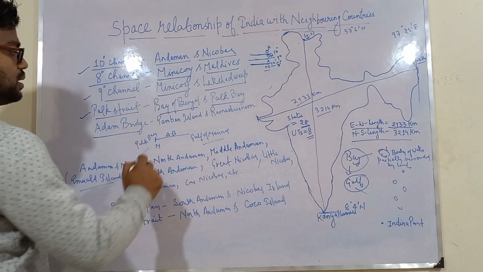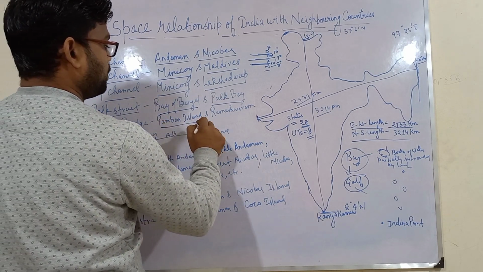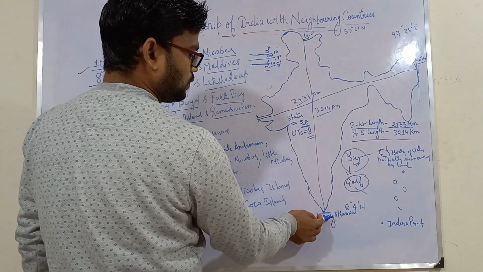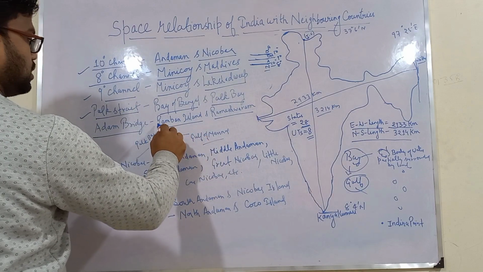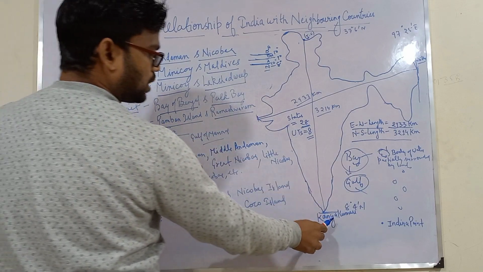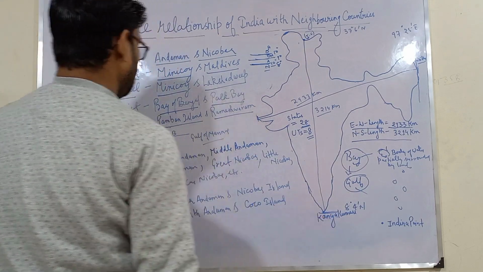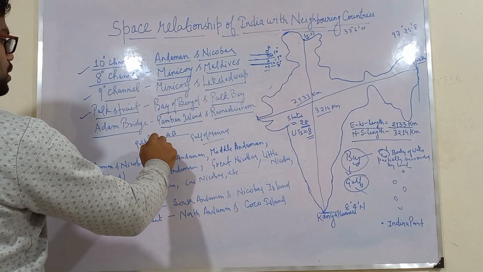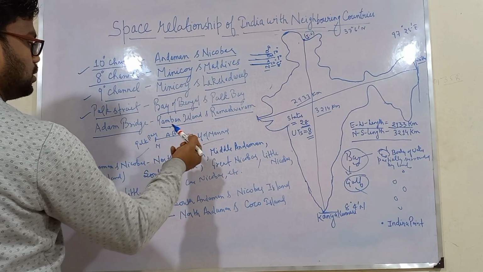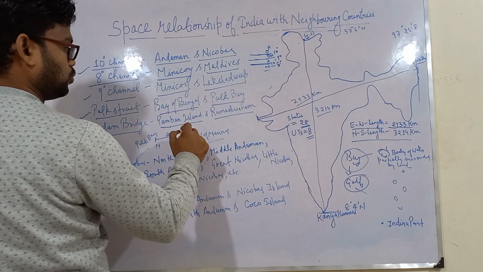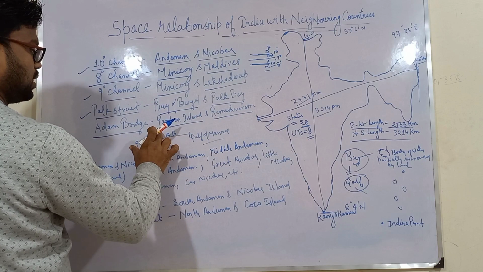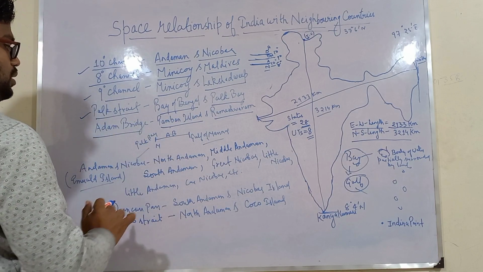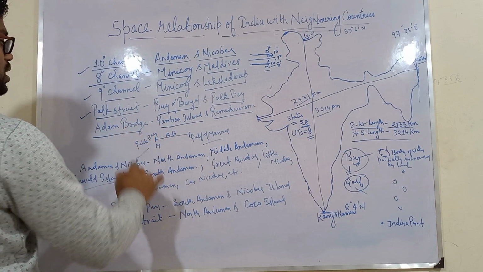Next we have Adam Bridge. It separates Pamban Island with Rameswaram. Rameswaram we know here, it is at the tip of India, and it separates it with the Pamban Island. Pamban Island is here. Then the Adam Bridge in itself has 2 points. At one end it has Gulf of Mannar, and on the other end it has Pak Bay. Adam Bridge is also known as Ram Setu.